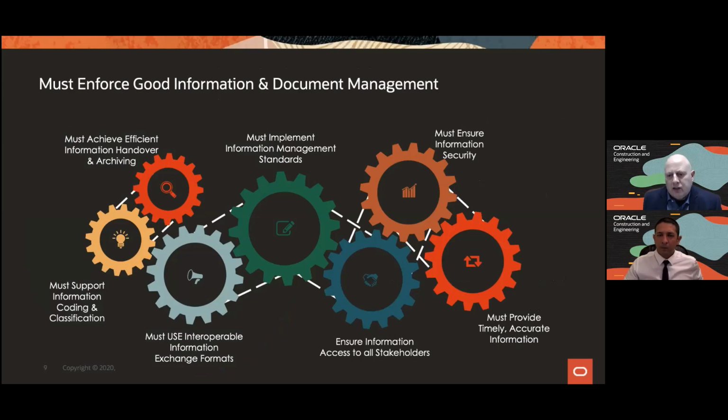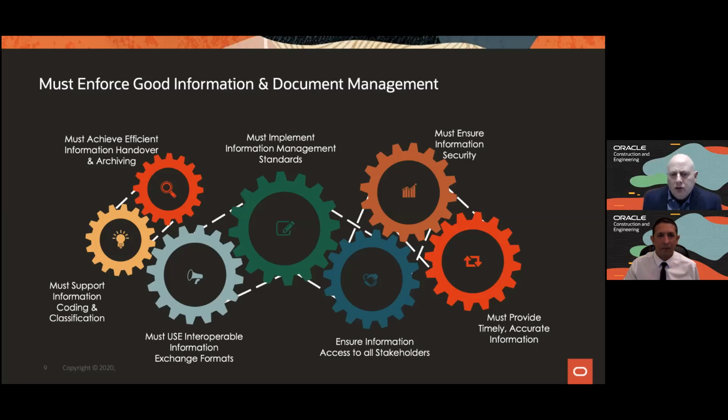Now, one of the important things when you start looking at enabling teams to work together and collaboration is around good practice information and document management. So the implementation of information management standards, like ISO 19650, for example, information security, make sure that people can't hack your information from a project perspective and keep it at ransom. Information must be timely, must be accurate, it must be dependable, and it must be accessible to all stakeholders. So you can't roll out the collaboration platform and then just say, okay, only 5 people can have access to it. All the role players, all the stakeholders from all the organizations must have equal access to information.